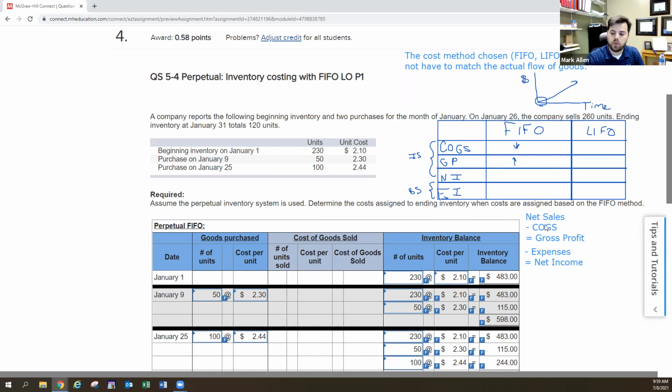But in this case, what we're concerned with is just the general flow of this. Well, if gross profit was higher and my other expenses aren't changing, then what that tells me is that net income under FIFO must also be higher.